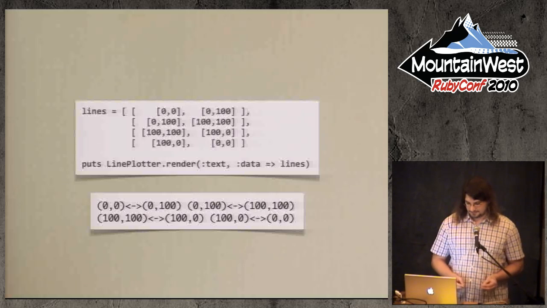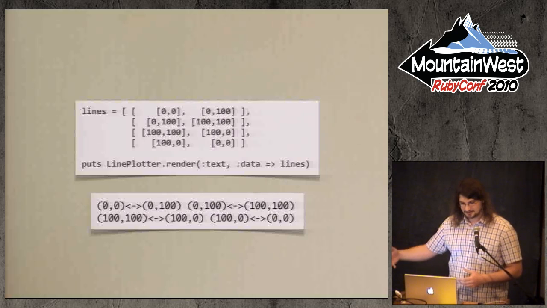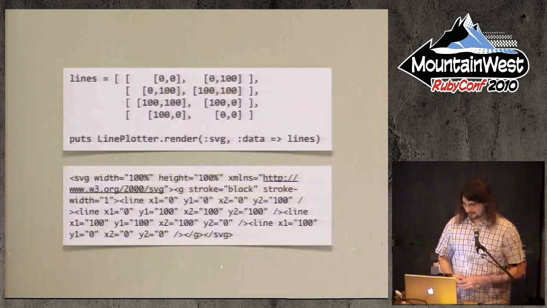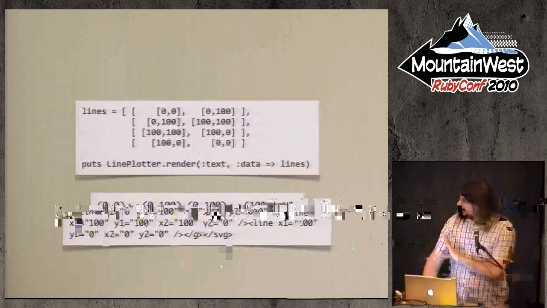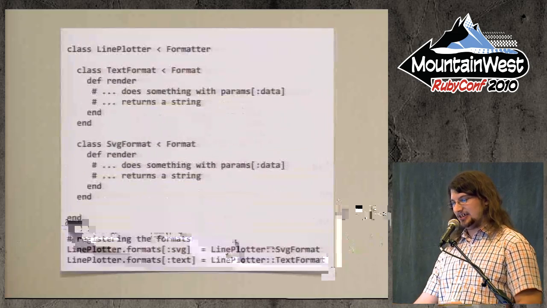Now, I want to point out that I'm showing you the most basic part of this idea. It goes on to other things, but I think we should be able to figure it out. So we had the SVG and the text, and the only thing we changed was the symbol that we were using to tell it what to render.